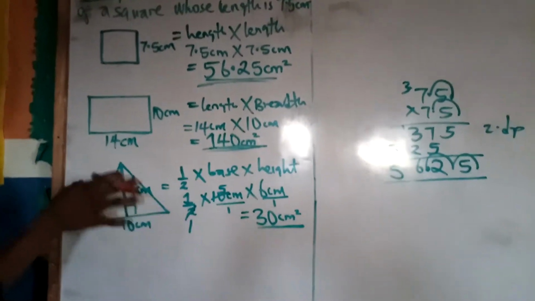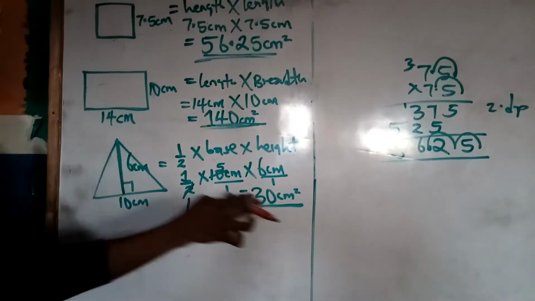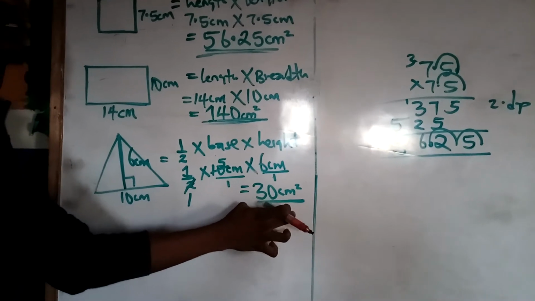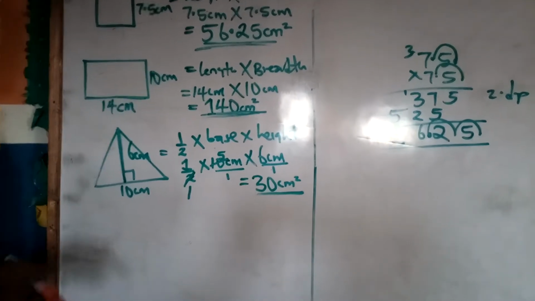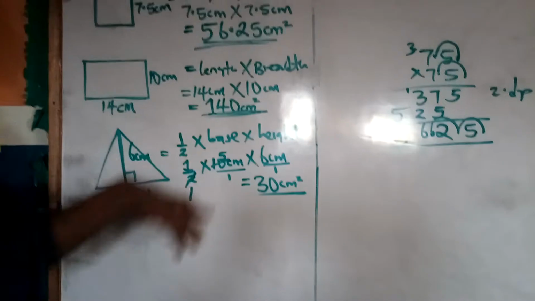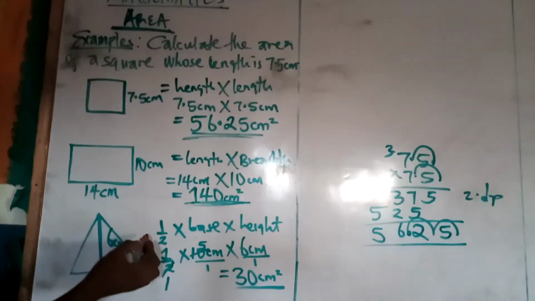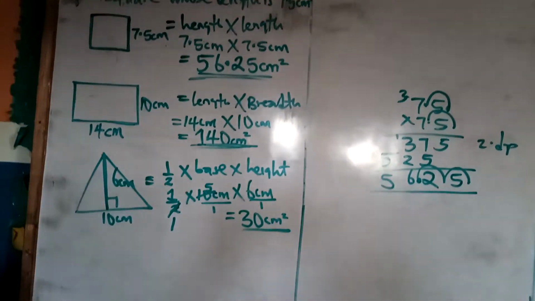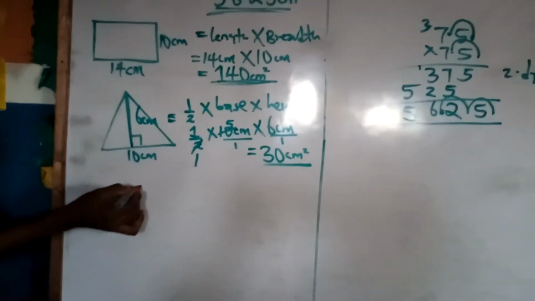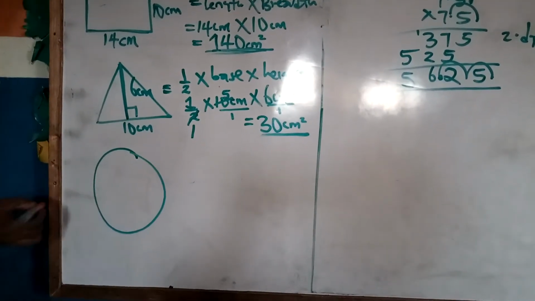So the area of this triangle is 30 centimeters square. All you need to know when it comes to calculation of shapes like this is for you to just know the formula. Now let's go to area of a circle.